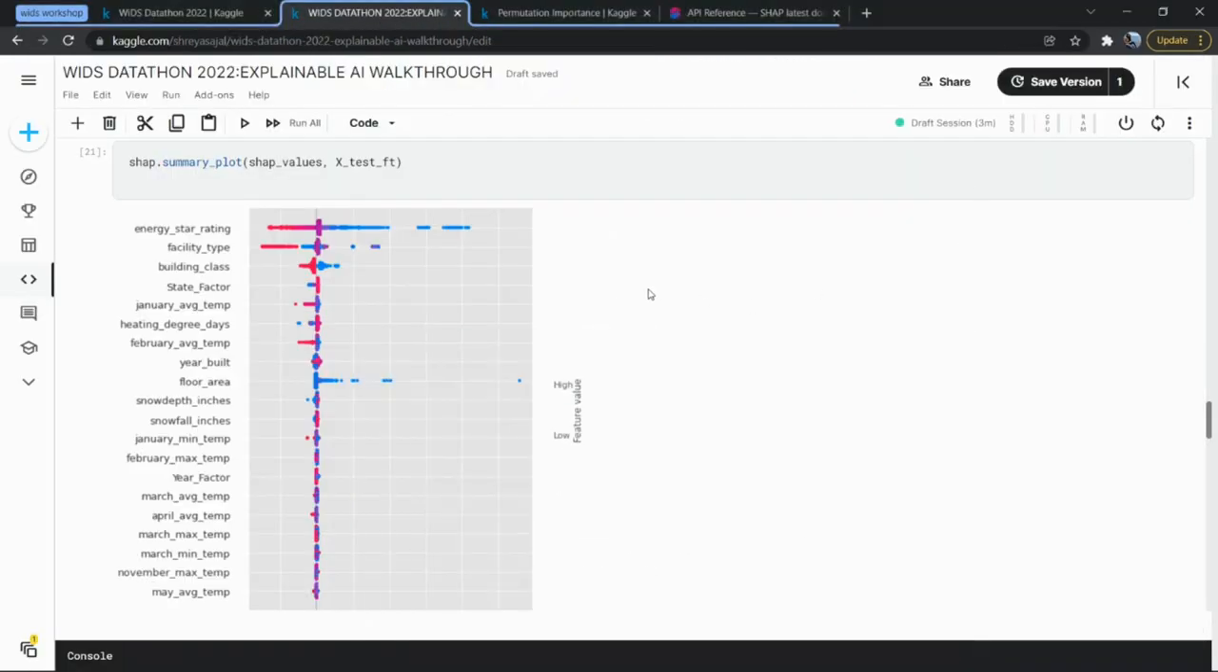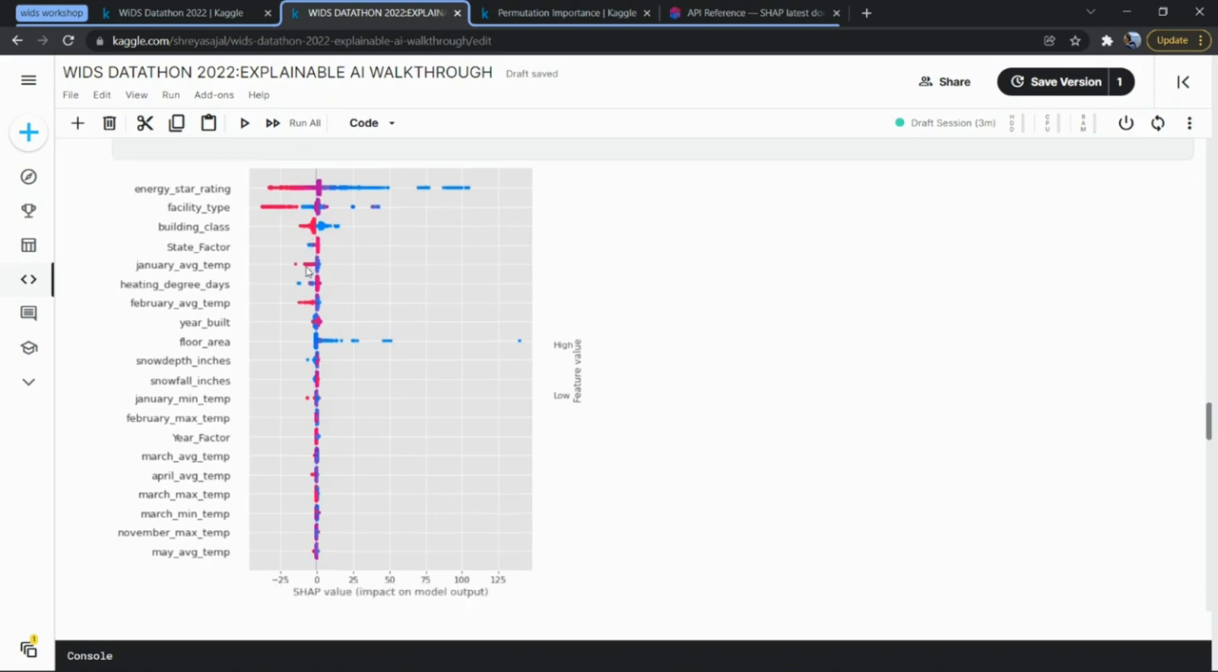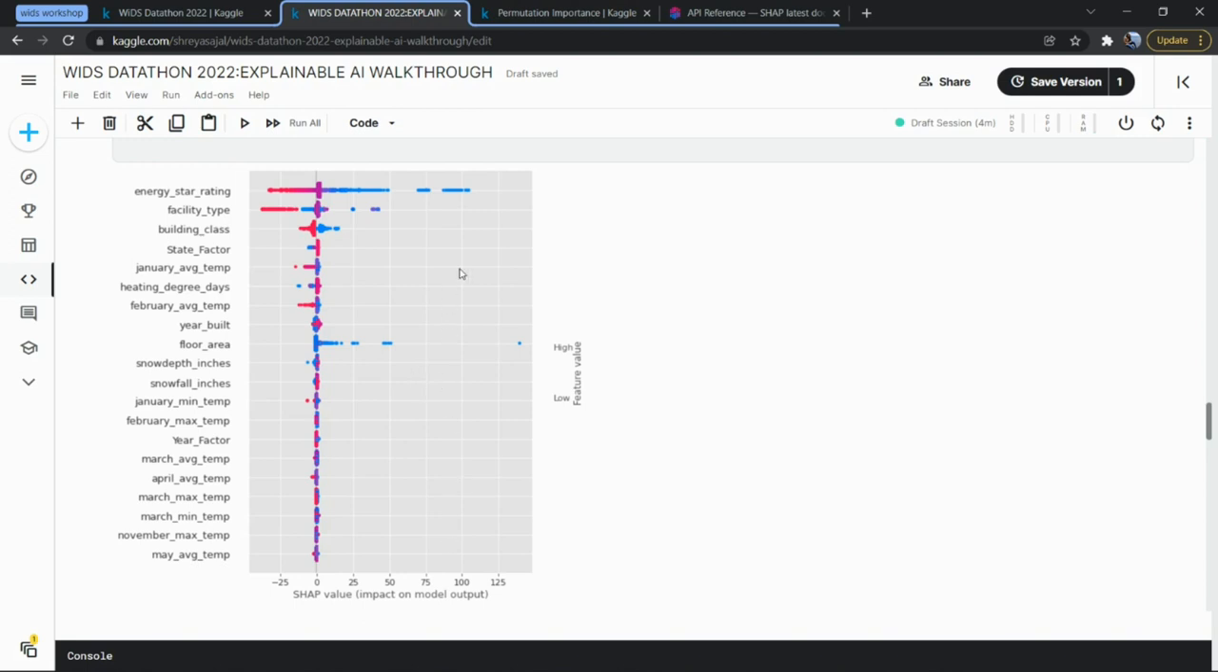we can see in this summary plot as well that energy star rating is having a negative impact. It has a positive SHAP value, that is the prediction is high, but the energy star rating value is not high, it is low. For lower values, we are having higher values of predictions of the site EUI, or building energy consumption. So when the energy star rating is high, then you are having low energy consumption. Okay, so this is what it is.